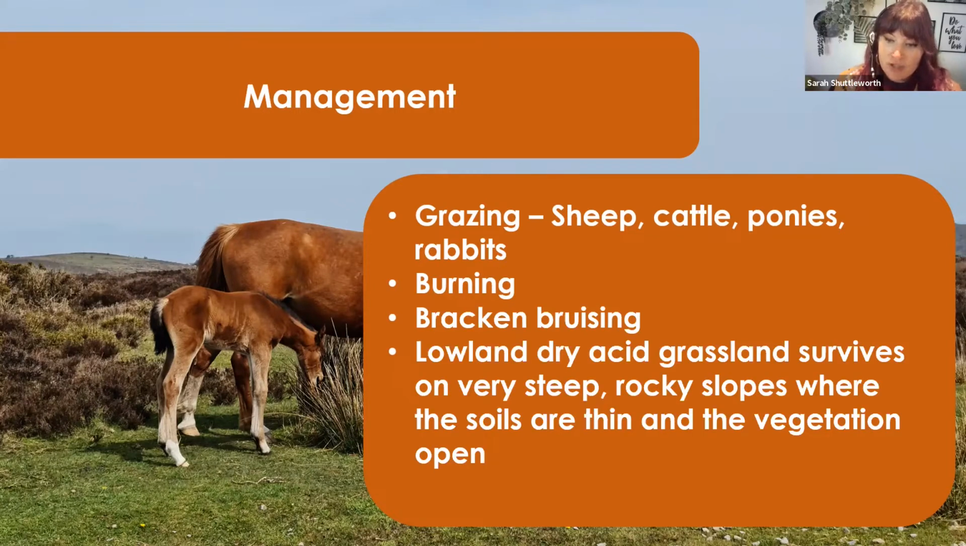Lowland dry acid grassland generally survives on very steep rocky slopes where the soils are thin and the vegetation is open. So that can often happen where you've got higher regions, but not above the 300 meters. Also there are elements of scrub management, whether they're cutting gorse or heather to create more open spaces.